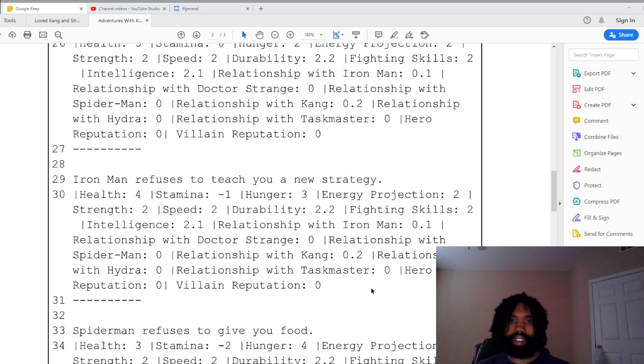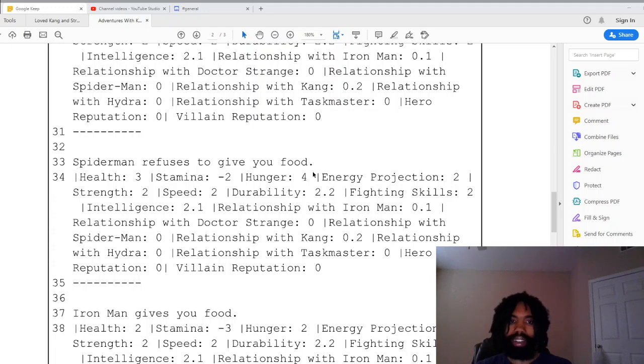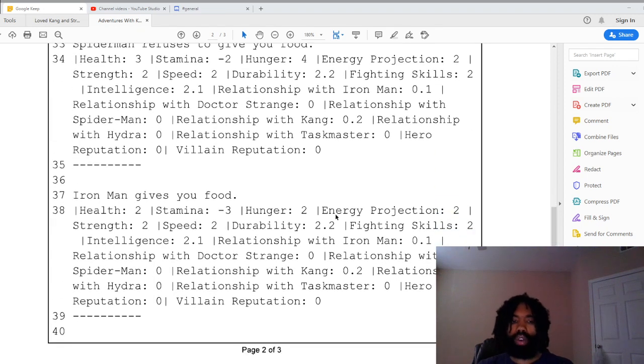So far the AI hasn't done any heroic or villainous acts, but they've been mainly interacting with a hero and a villain. If we scroll down, they do something similar to what they did last time around, where after interacting with King the Conqueror and Tony Stark, they decide to reach out to a character that they hadn't communicated with before, in this case Spider-Man, and ask them for food. But this time around, Spider-Man refuses to give them food, but rather than try and ask Taskmaster again, someone who's given them food in the past, they ask Iron Man, who they do have an existing relationship with, and Iron Man does agree to give them food in order to help them out with their hunger.